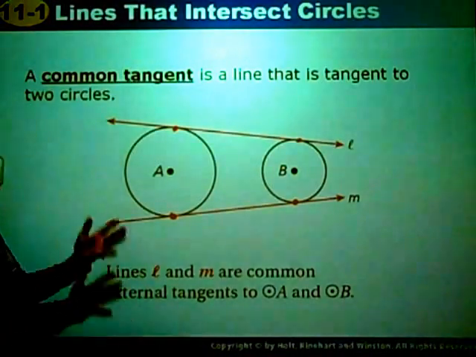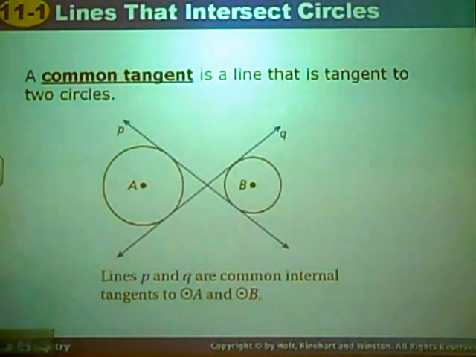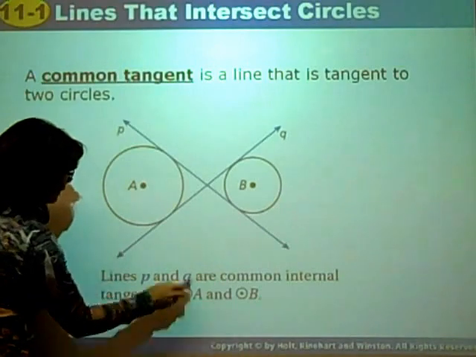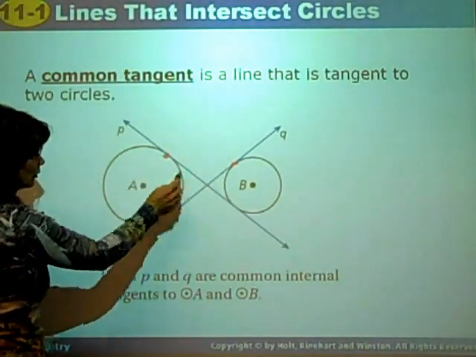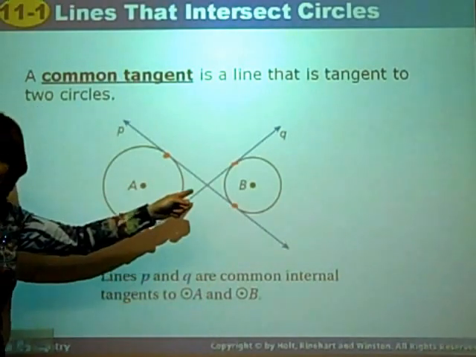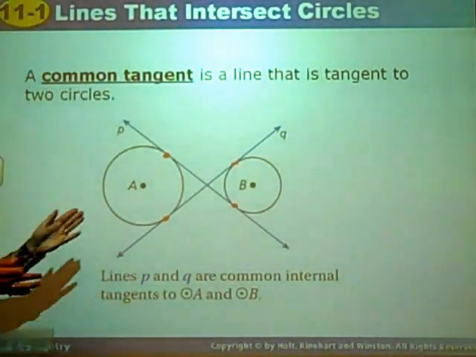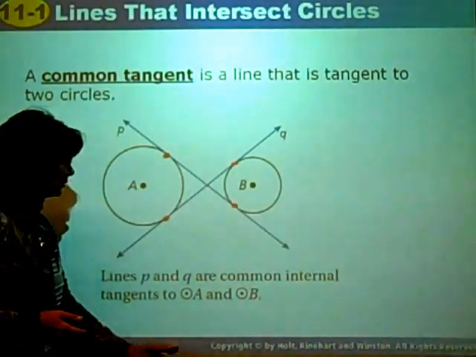You're probably thinking, well, what's an internal tangent? Show you. Write that, or draw that picture though, please. Internal tangents, notice Q touches circle A and B, P touches circle A once and B once, but they cross. So those are internal tangents. They're inside this space between the two circles.